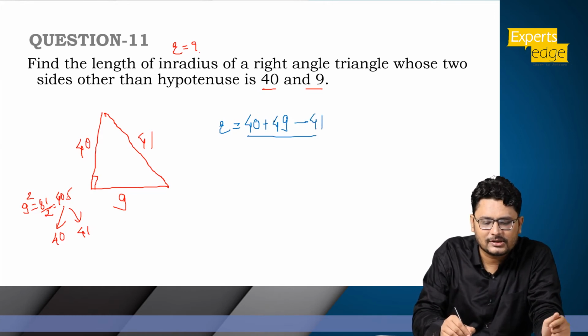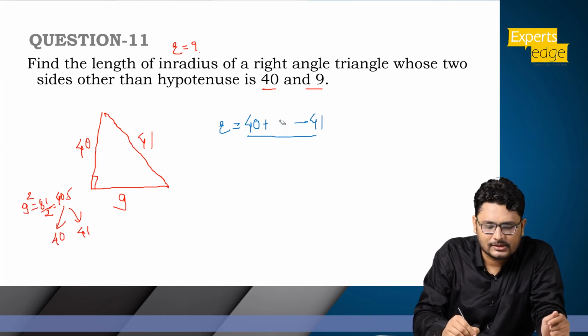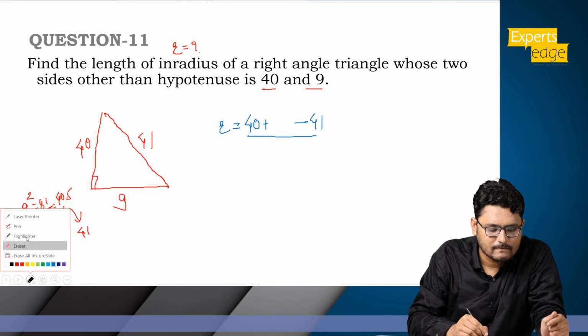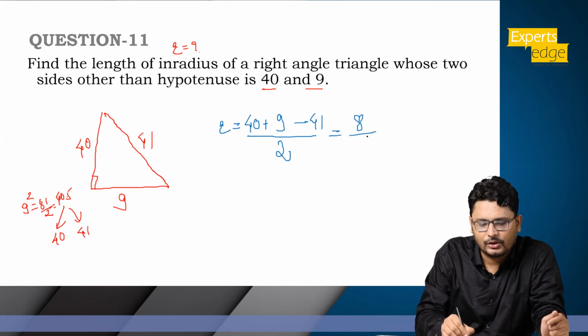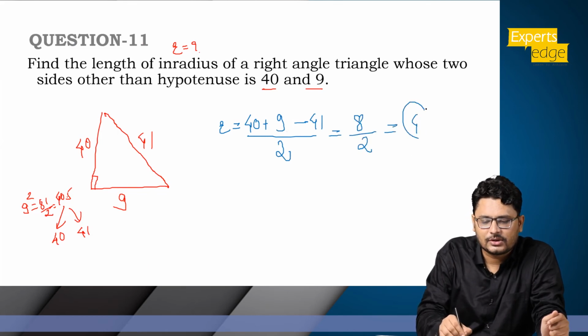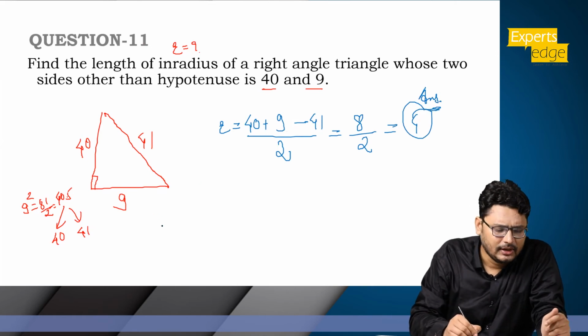Sorry, this is 40 plus 9, minus 41 by 2. What is it? 49 minus 41, that is 8 by 2. So the correct answer of this question is 4. ठीक है, so please remember, simple से formula जल्दी याद हो जाएंगे. Next is what?